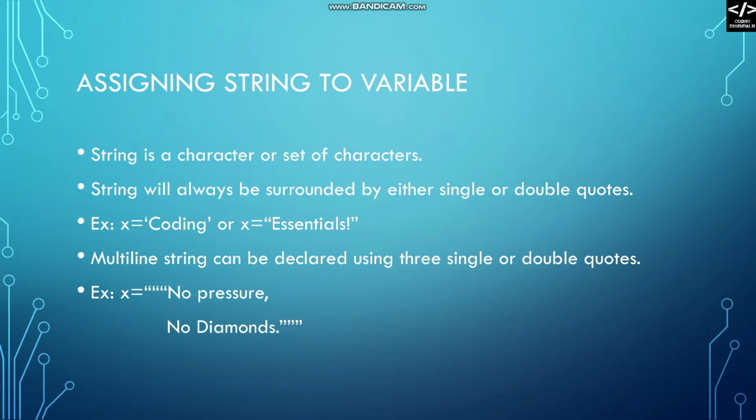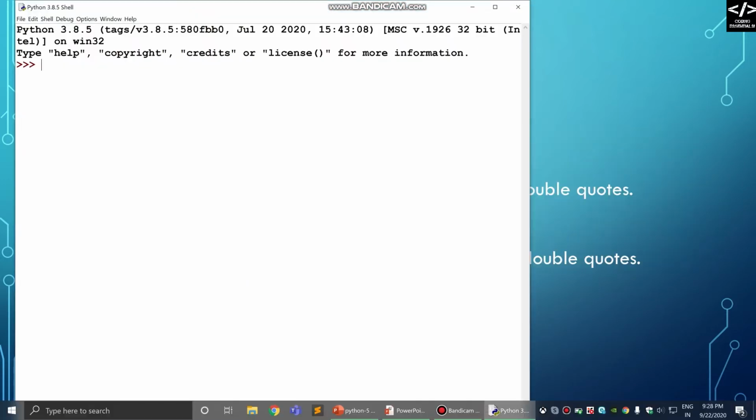String will always be surrounded by either single or double quotes. For example, x equals 'coding' in single quotes or x equals "essentials" in double quotes. Both can work. Let's see in the Python shell x equals 'coding' in single inverted commas.